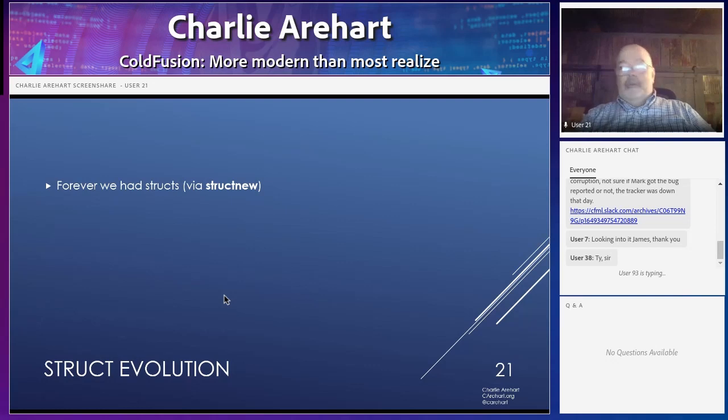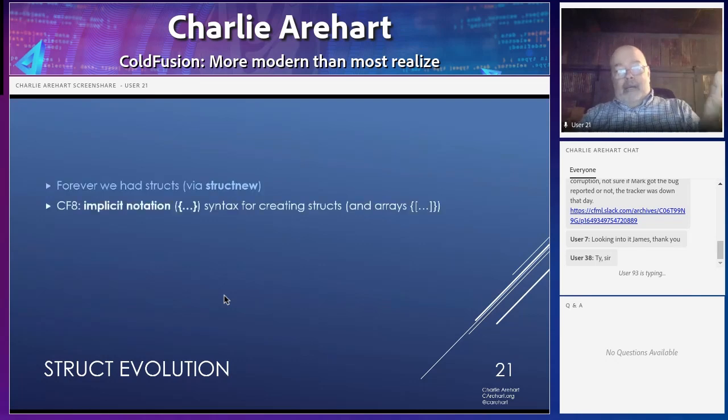People that do structs, we've had structures forever. I don't know, back to CF2 or 1. I couldn't find the documentation to say when it started. And it was done with struct new. Well, as some of you may know, CF8 added this implicit notation where instead of saying struct new, you could put the squiggly braces and that implicitly created a struct, and square brackets for arrays. Sorry, I shouldn't have had squiggly braces around those. It should have been square brackets around the arrays. I'll fix that before I push it up. I hope I'll remember to do that.